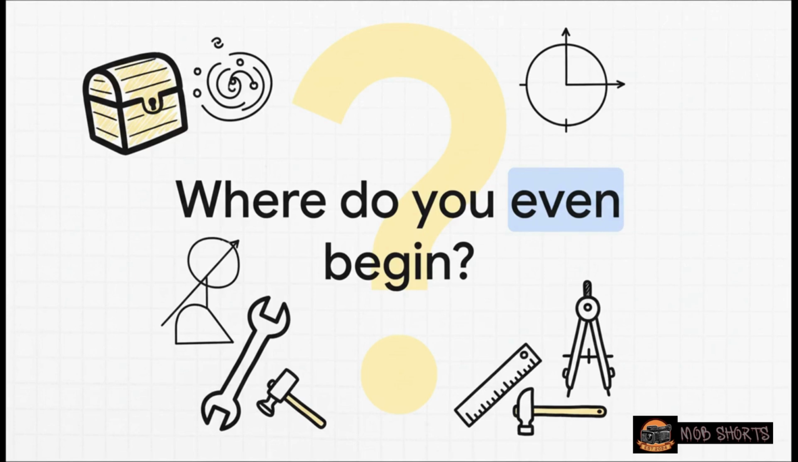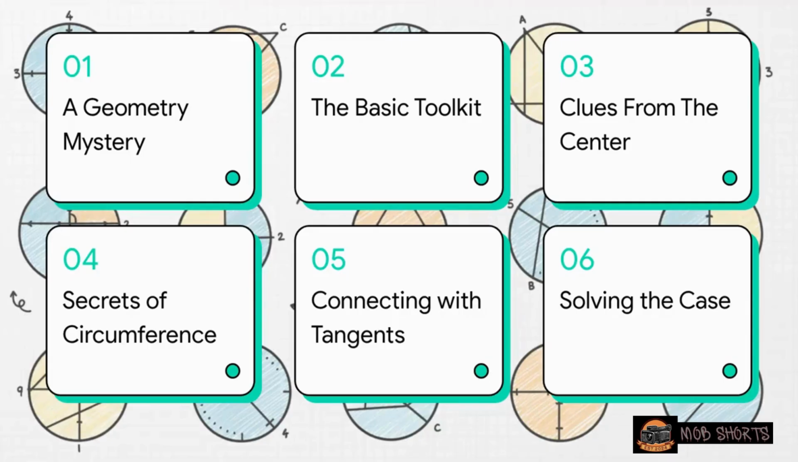But here's the good news. You don't need a secret code. What you need is a toolkit. And I promise you, by the time we're done here, you are going to have one. So here's our game plan. We're going to build out this Geometry Detectives toolkit, step by step. First, we'll look at the mystery. Then we'll cover the basic toolkit. After that, we'll get into clues from the center, secrets of the circumference, and how to connect with tangents. And then we'll put it all together to solve the case.